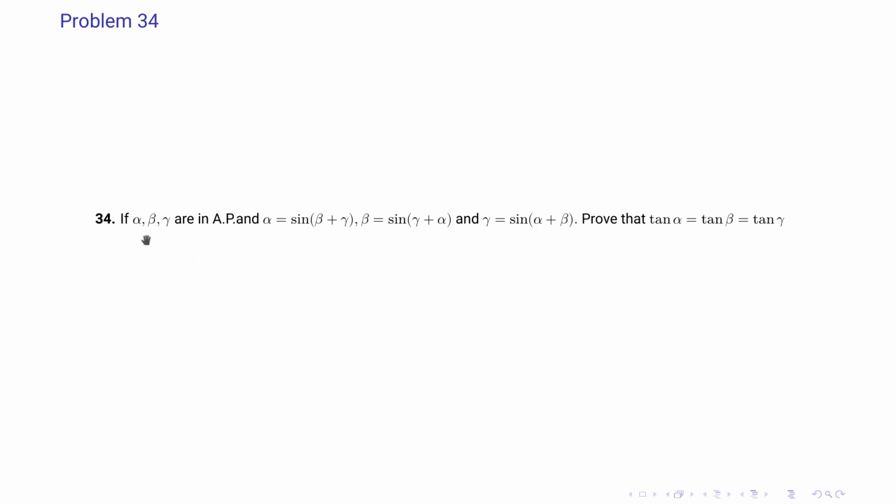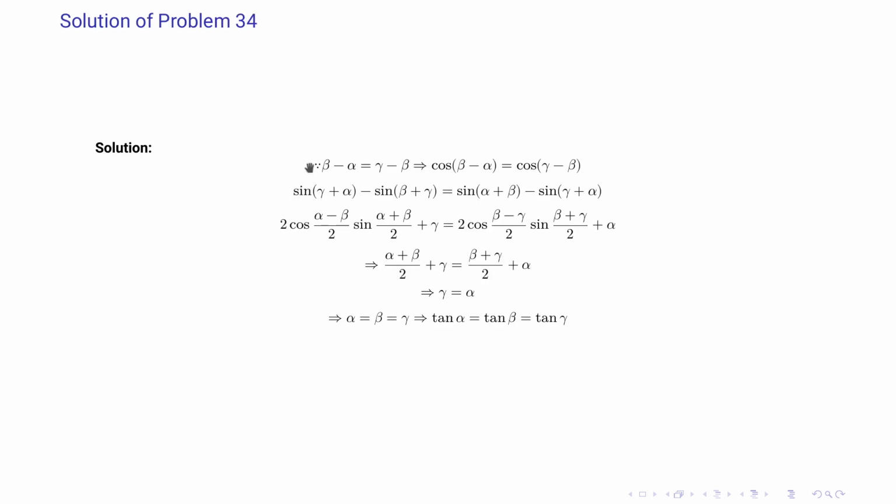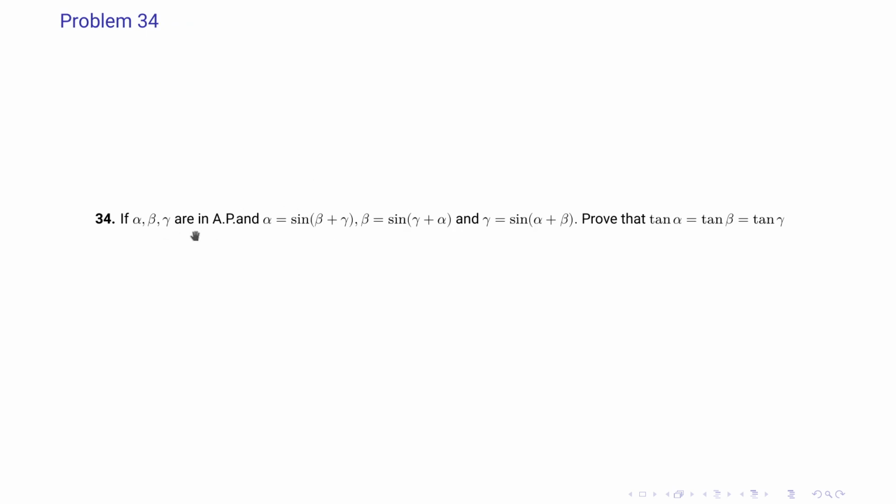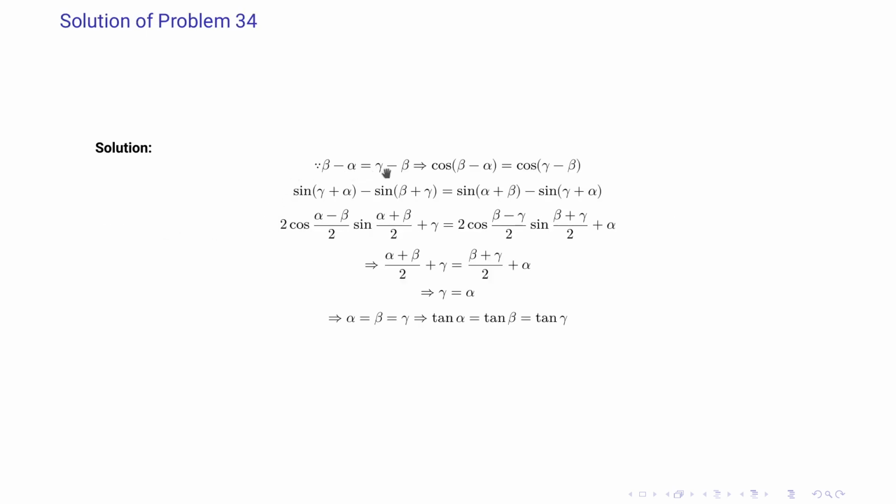Problem 34 says that if alpha, beta, gamma are in AP, show that alpha is equal to sin(beta plus gamma), beta is equal to sin(gamma plus alpha), and gamma is equal to sin(alpha plus beta). Prove that tan alpha is equal to tan beta is equal to tan gamma. Since alpha, beta, gamma are in AP as given, we can write beta minus alpha is equal to gamma minus beta. We take cos of both sides, we get cos(beta minus alpha) is equal to cos(gamma minus beta).